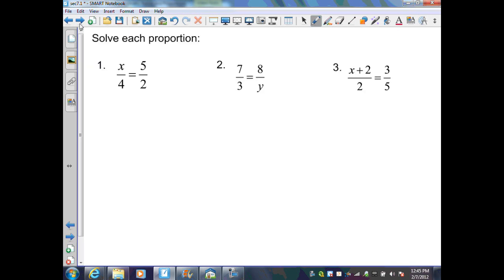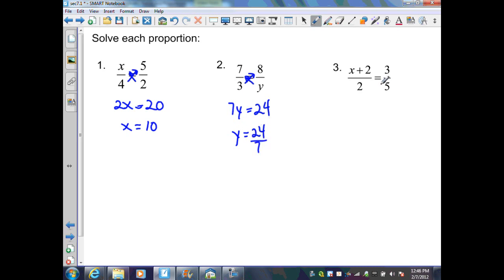Here we want to solve proportions. Number one, I'm given x to 4 equals 5 to 2. By a cross product, I'm going to get 2x equals 4 times 5, which is 20. Here's our equation. Solve for our variable. Divide by 2. I get x equal to 10. Number 2, 7 to 3 equals 8 to y. By cross product, I'm going to get 7y equals 24. Y equals 24/7. And that is simplified.